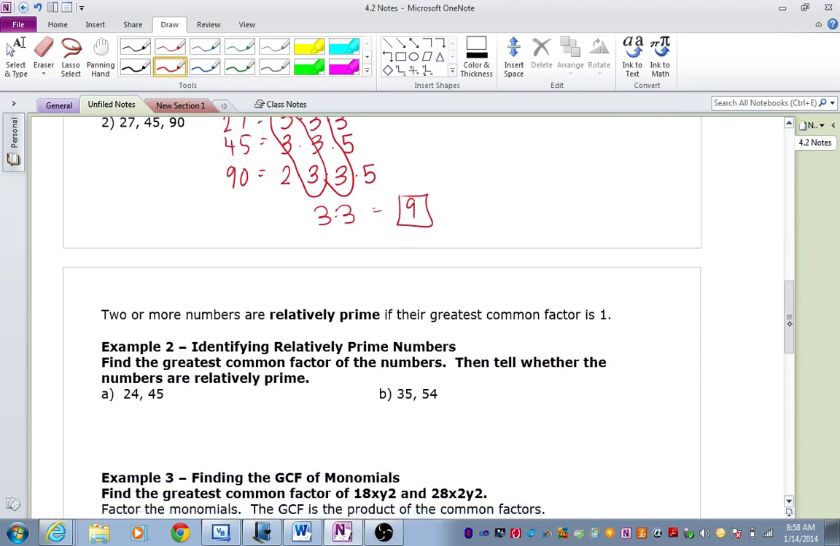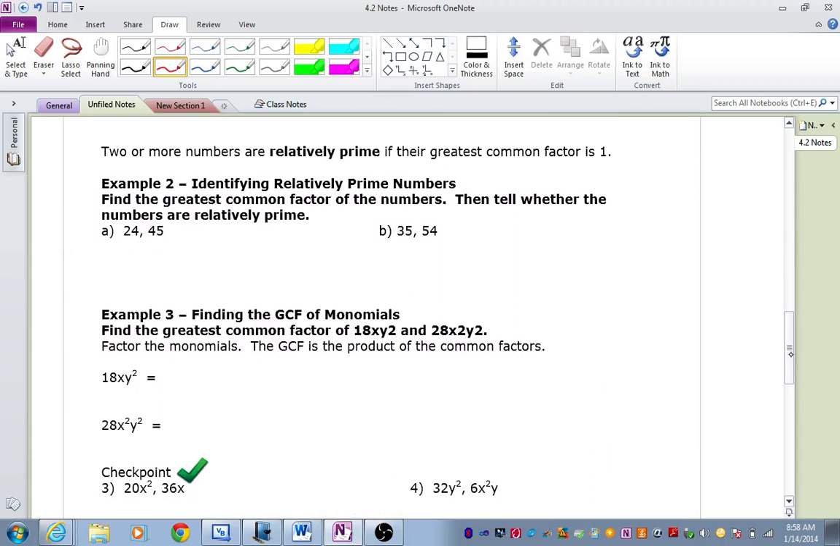Okay, let's flip our paper over. Now we have a new definition. Two or more numbers are relatively prime if their greatest common factor is 1. So for example 2, we're going to see if these numbers we have here are relatively prime or not. So the first step is going to be to find the greatest common factor, the GCF of the numbers. Then tell whether the numbers are relatively prime.